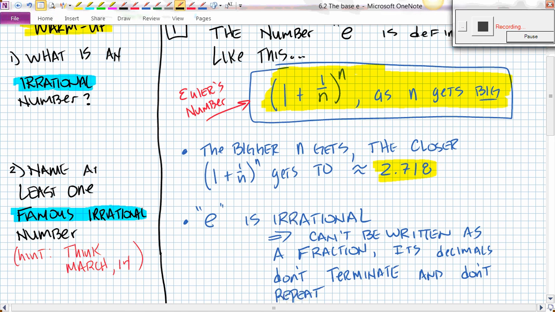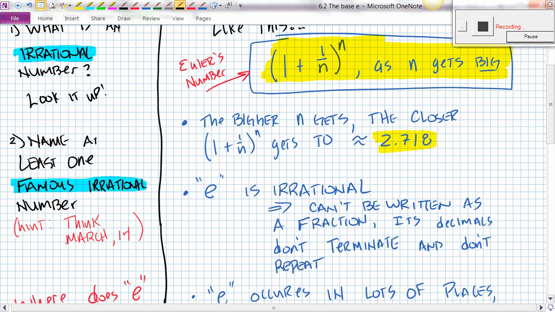Okay, did you figure out what an irrational number is? If not, look it up. Important. And hopefully everybody got this one. The famous irrational number is pi. Of course, there's another one, square root of 2, the golden ratio, and the one that we're going to talk about today, which is e. So there's at least one right there. So pi was the one I was thinking everybody would get, and you probably did.